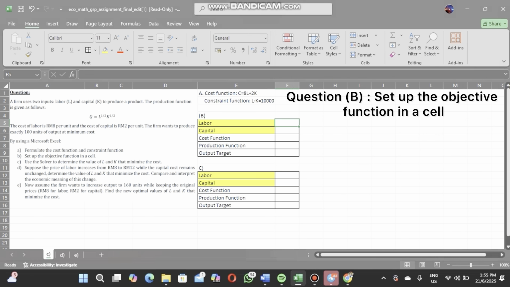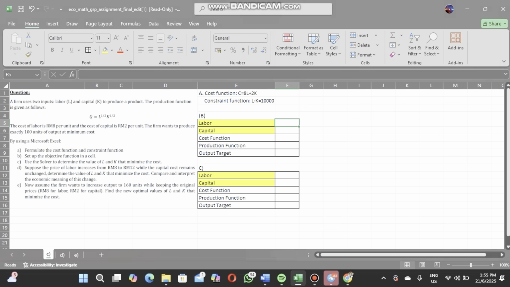The question is to set up the objective function in the cell. For labor and capital, there are dummy variables. You can put any value, but I choose 10 as my dummy variable. Now for the cost function, the cost function equals 8 labor times 2 capital.